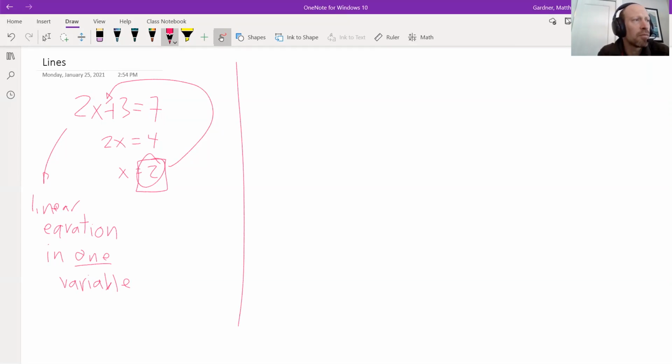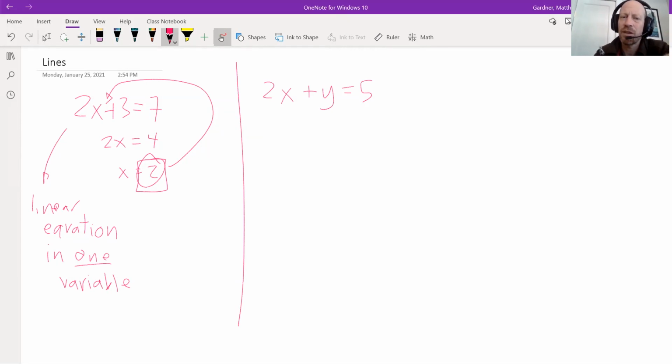When we are moving into this section, we are primarily interested in linear equations now in 2 variables. So things like 2x plus y equals 5. This is also an equation, right? A statement that 2 things are equal. And so I'm interested in its solutions. What values make this equation true, right? That's what the solutions are.